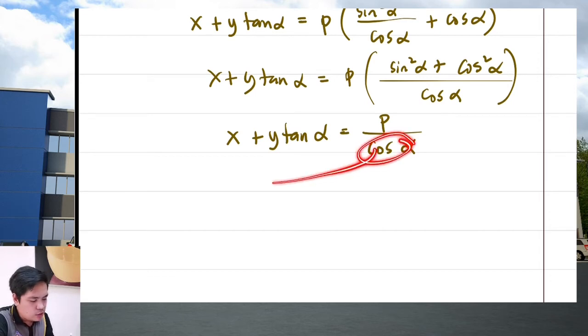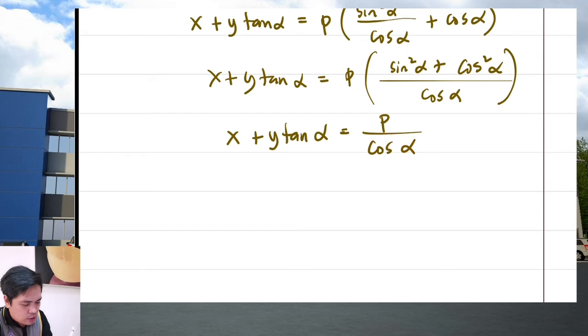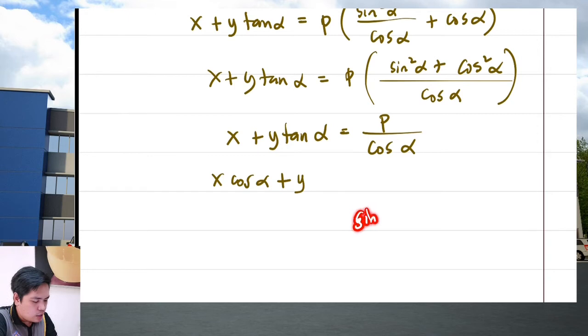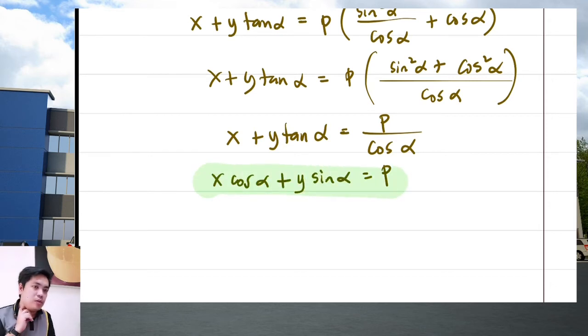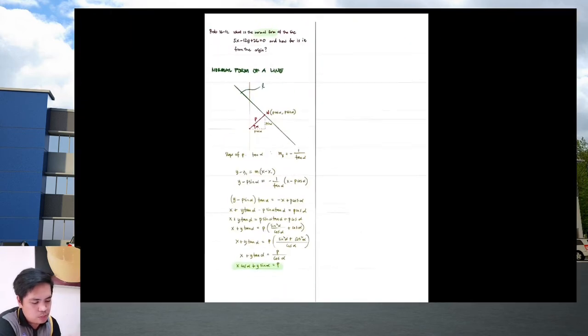Then eto, just transpose this to the other side again. We'll have x cosine alpha plus y, then tangent times cosine. Remember that tangent is sine over cosine. Then if you multiply that with cosine, makakancel out. Sine yung maiiwan. So that's why x cosine alpha plus y sine alpha equals p. So this is the normal form of the line. Normal form of the line. So that is if given ang angle. Pero in this particular problem, di kasi given yung angle.